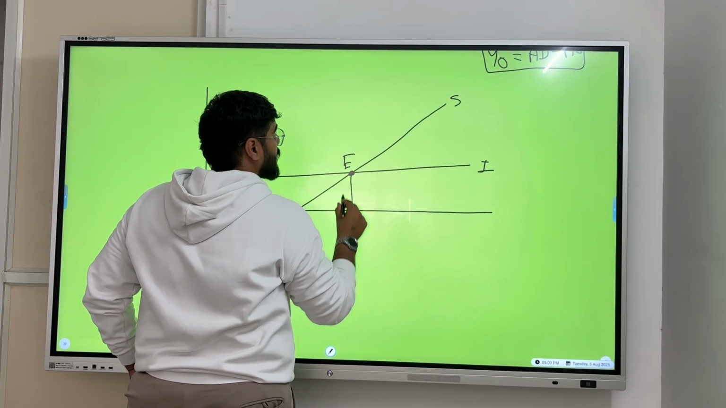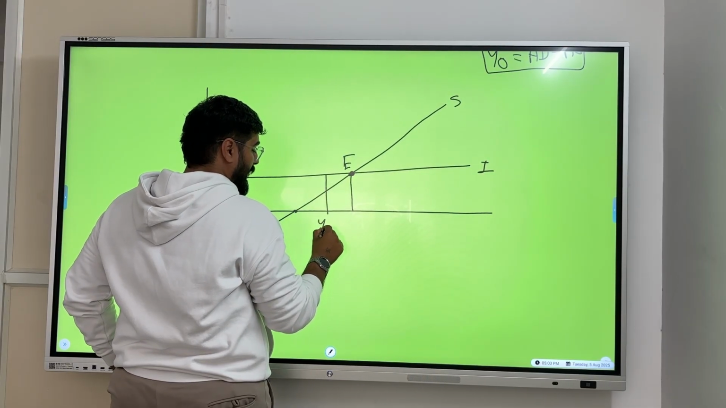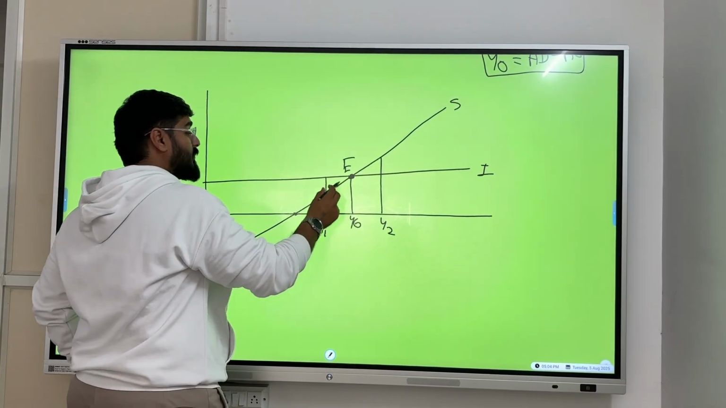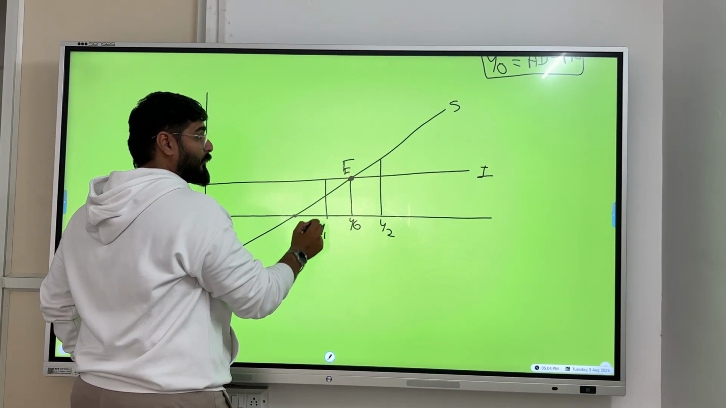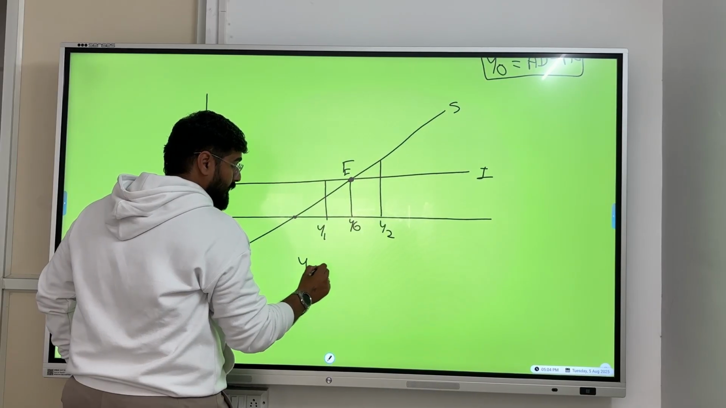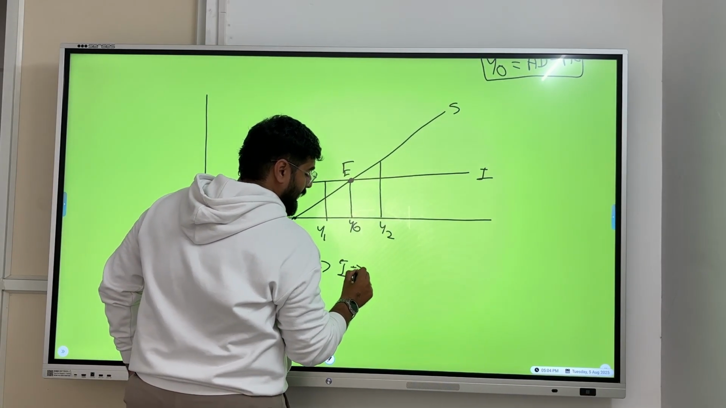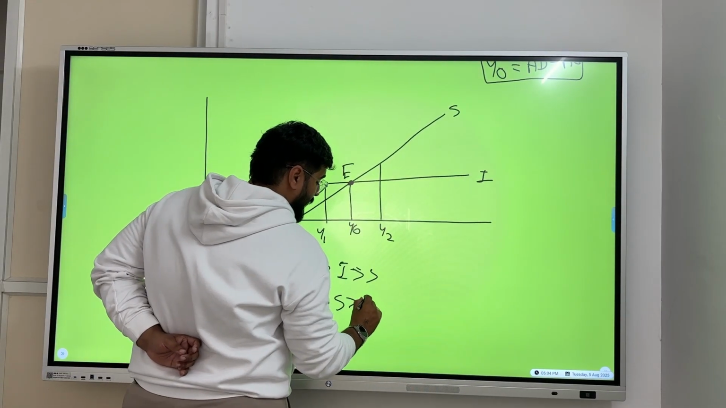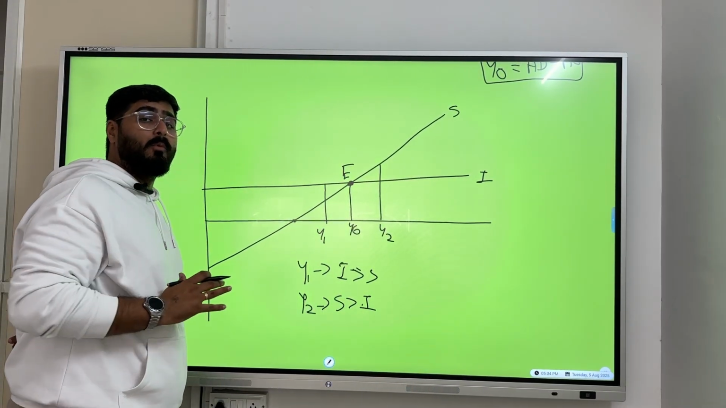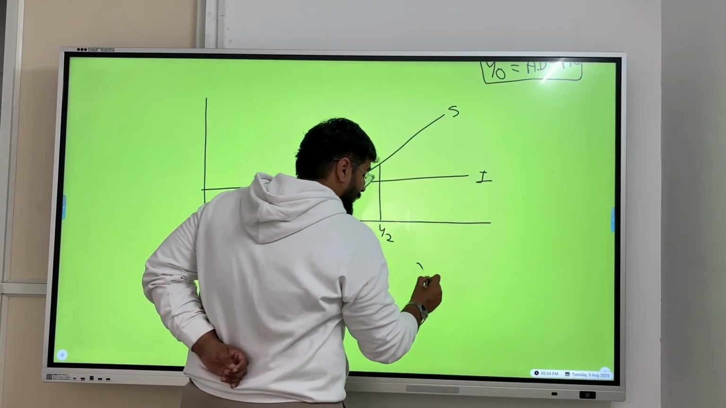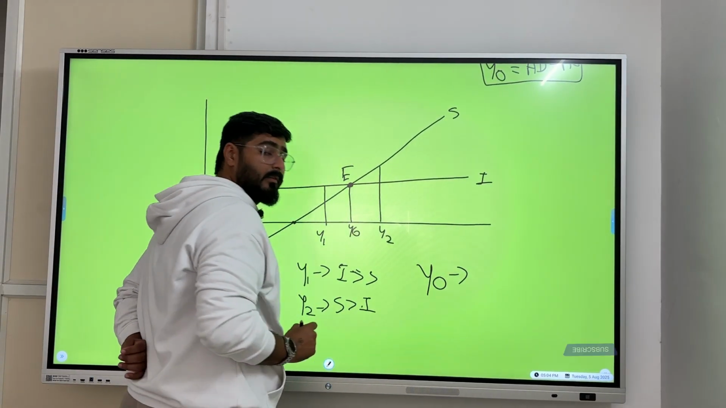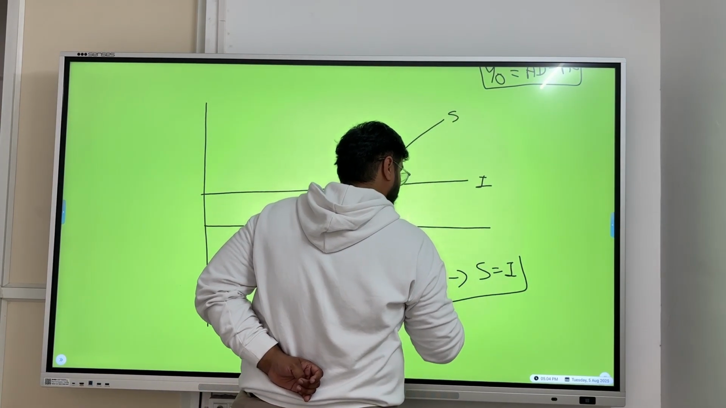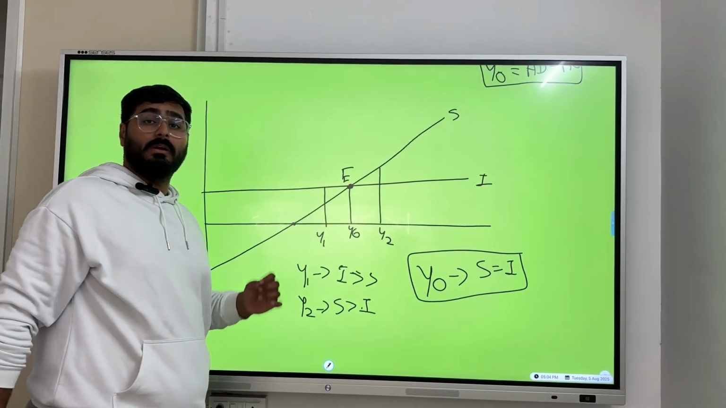because at this point, suppose I take y1, y0 and y2. At y1 my investment is greater than savings. At y2 my savings are greater than investment. So they both cannot be my equilibrium. I will take y0 where savings is equal to investment. Yes, saving is equal to investment.